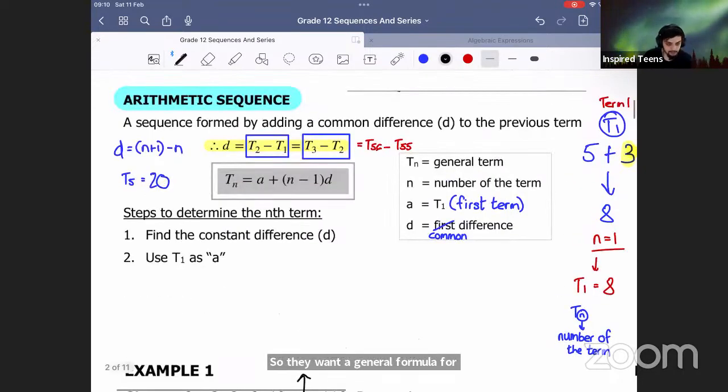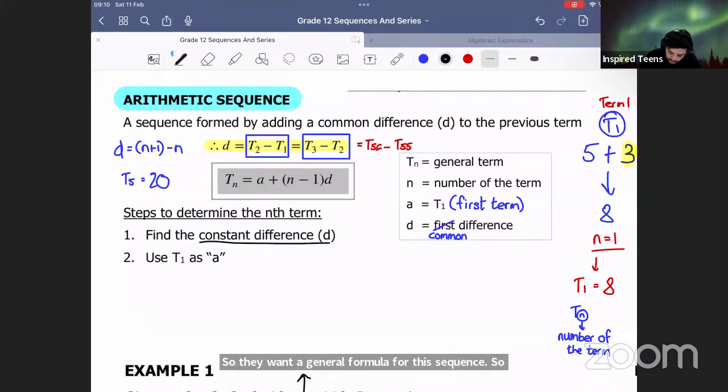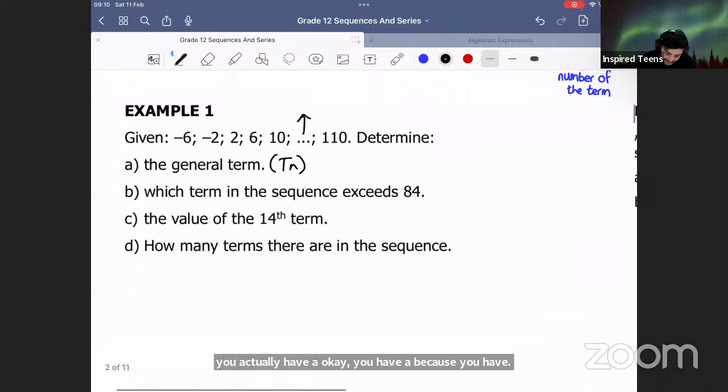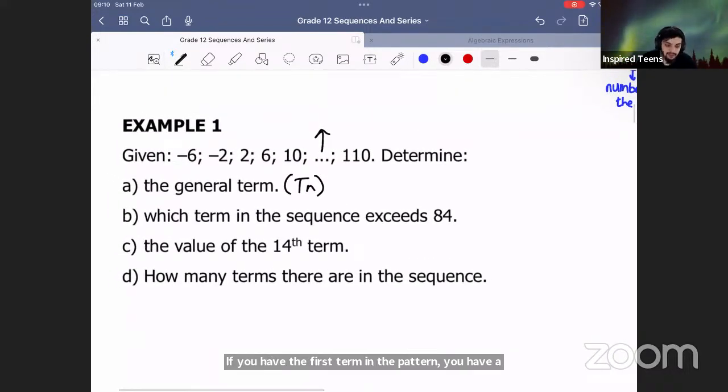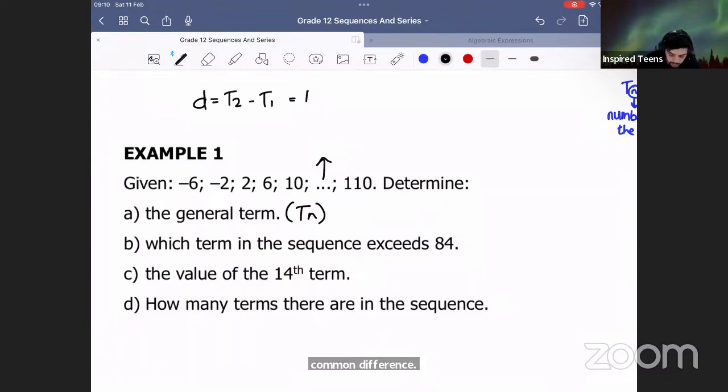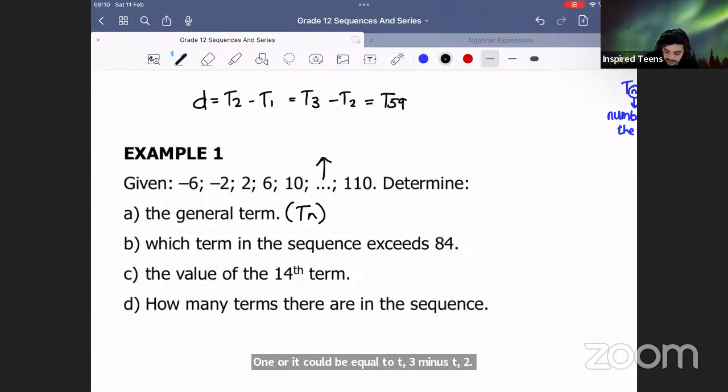So let's go through the steps one more time. It says first calculate the constant difference. Then you actually have A. You have A because if you have the first term in the pattern, you have A. So in that case, we first have to determine the common difference. Remember, common difference could be equal to T2 minus T1, or it could be equal to T3 minus T2, or it could be equal to T59 minus T58, anything, as long as it's two consecutive terms, the bigger one first. So in this case, I'm simply going to use T2 and T1.